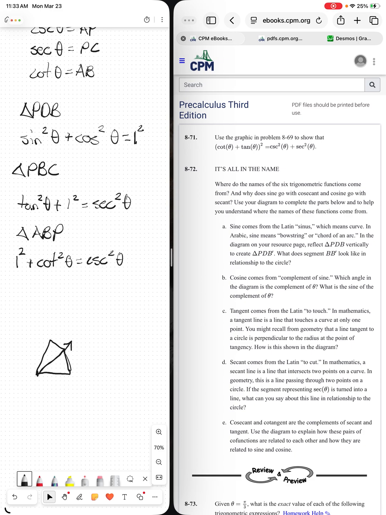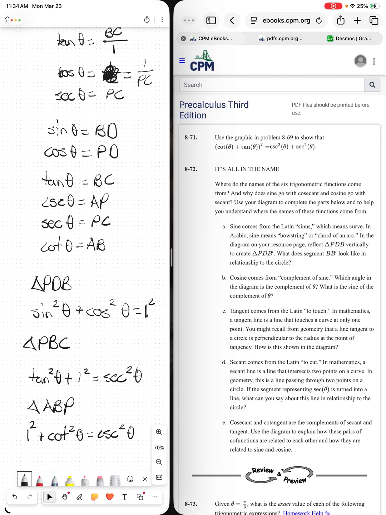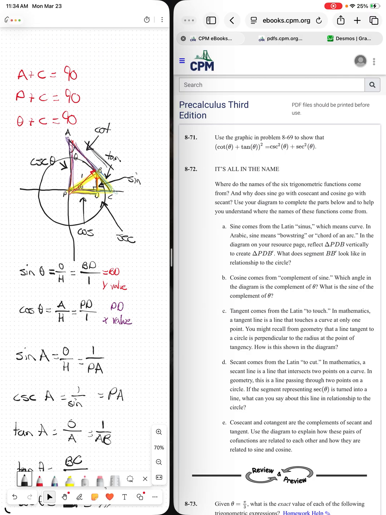Cosine comes from the complement of sine. Which angle in the diagram is the complement of theta? It's this angle. Tangent comes from the Latin word to touch. In mathematics, the tangent line is a line that touches the curve at only one point. If you look at the tangent, it just touches the circle at 1 point.